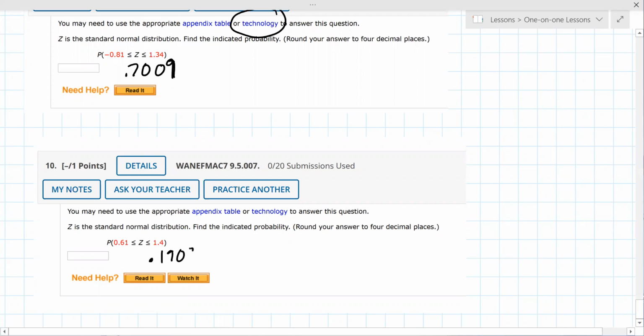0.1902. All right, let me get that entered. All right, so let me go back up to the top of the lesson here, and let's kind of backfill some of these that there's that one.